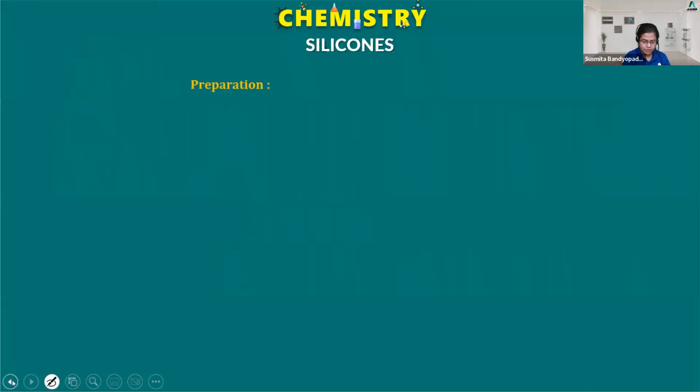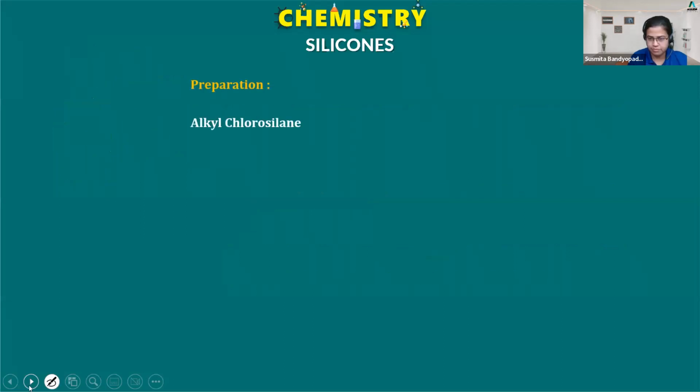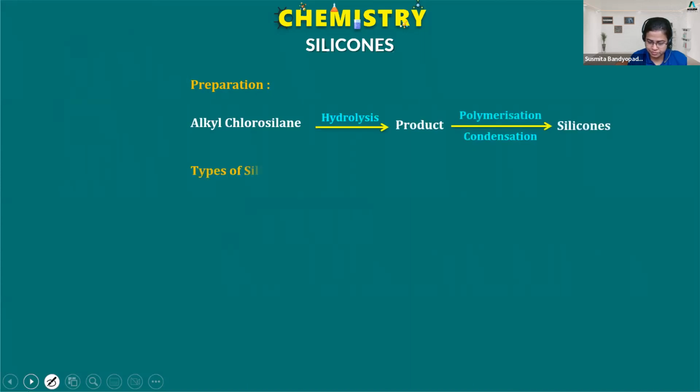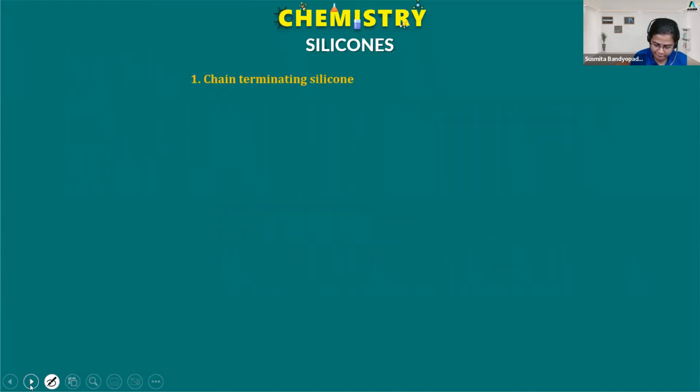I'll discuss all those. But you have to know silane and chlorosilane, where one or more chlorines are replaced by alkyl groups: R3SiCl, R2SiCl2, RSiCl3. R4Si is of no importance to us here. So they are known as alkyl chlorosilanes. Now what happens is this. Take R3SiCl. As I was telling, alkyl chlorosilane, and I'll explain this properly.